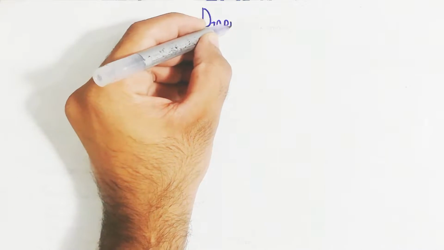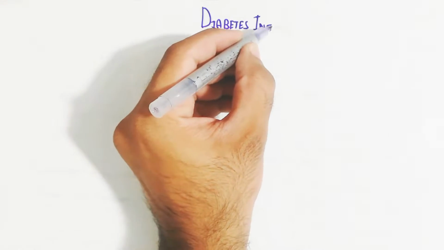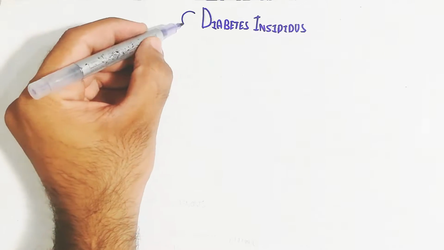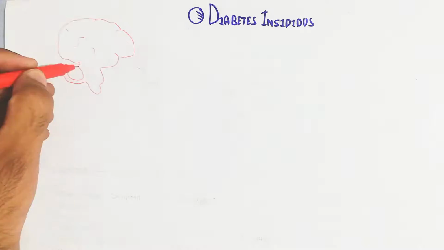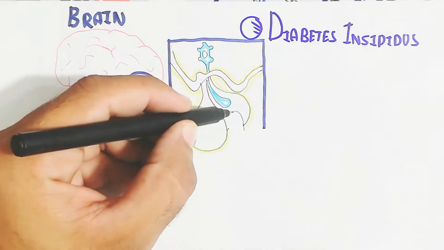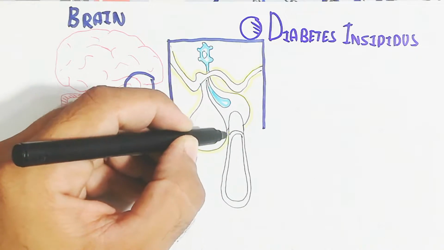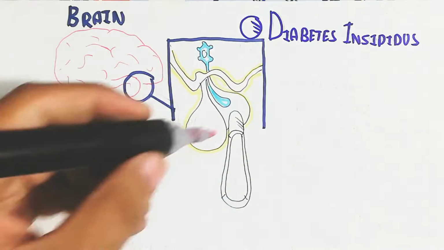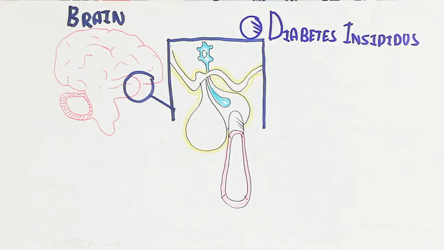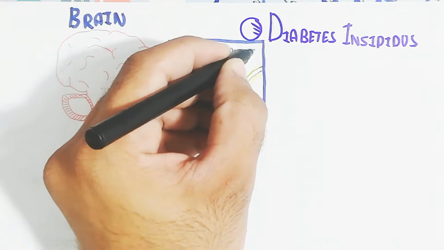Hello, in this video we will discuss diabetes insipidus. We will discuss the different types of diabetes insipidus. This is the brain, which is involved, and the hypothalamus and the pituitary gland, with the adenohypophysis and neurohypophysis.